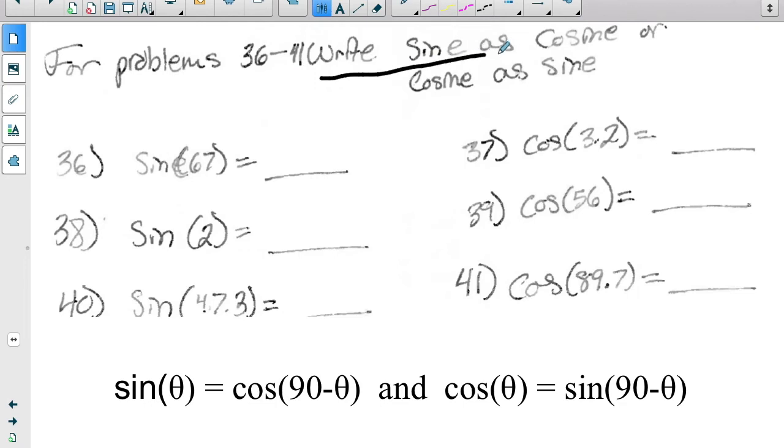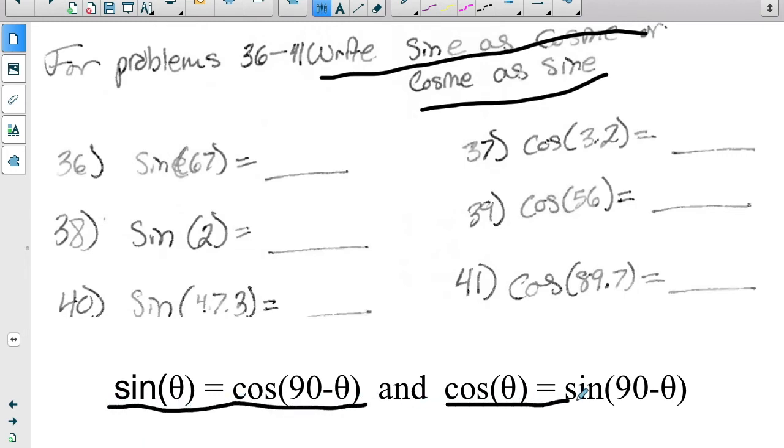Now these here we want to write sine as cosine or cosine as sine. So we're wanting to switch it, and what we're using are these here. That cosine of theta is equal to sine of 90 minus theta, and sine of theta is equal to cosine of 90 minus theta, depending on what we're given.